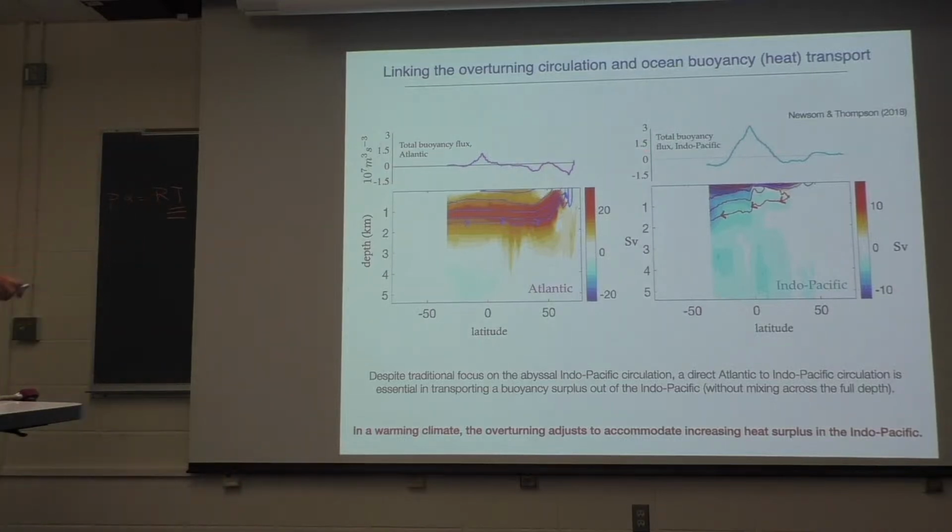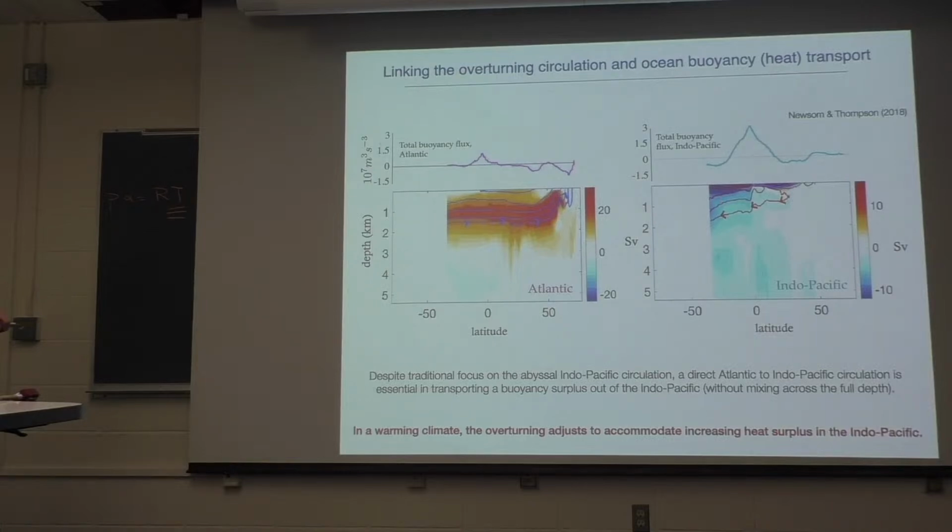So here's a nice paper that Emily Newsom led a couple of years ago, where she did the standard thing. This is a numerical model. This is depth. This is latitude. This is the Atlantic basin. This is the Pacific, or the Indo-Pacific basin. And the colors here are showing the magnitude and strength of the overturning. Red here is a clockwise overturning circulation that's bringing waters into the Atlantic and back out. And in the Indo-Pacific, you have an overturning circulation of the opposite sign that goes around this way.